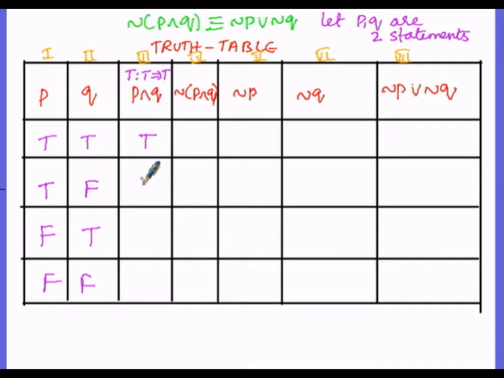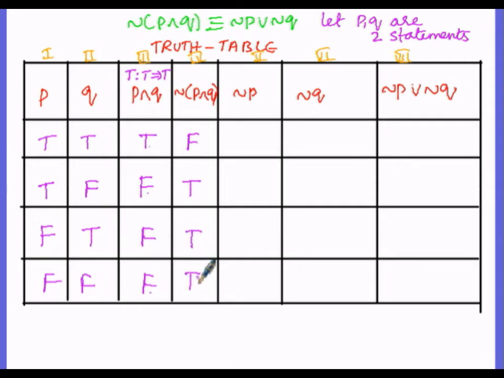Therefore the remaining truth values will all be false under the conjunction P and Q. Now let us find the negation of this conjunction, P and Q. Here P and Q is true, then the negation will be false. If it is false, the negation will be true. So false and false, the negations will be true and true.